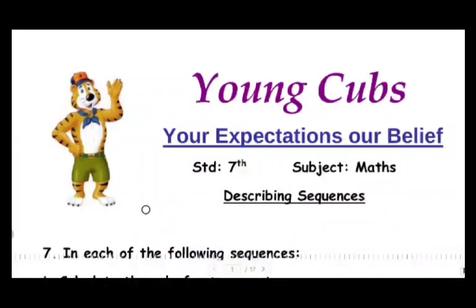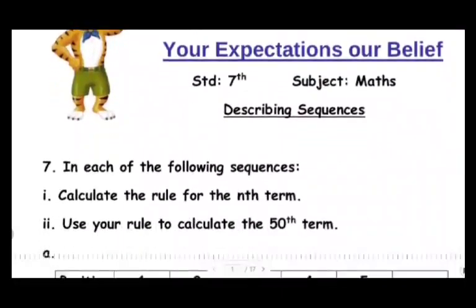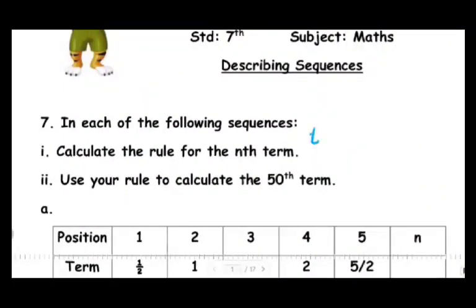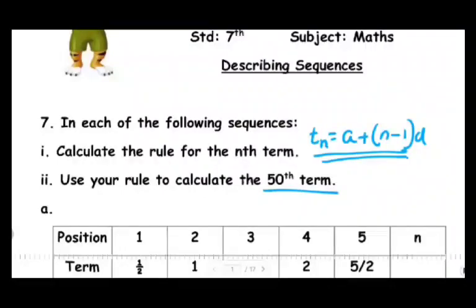In one of my previous lectures, I had introduced the position to term rule as well. We will, however, elaborate on that rule now. If you guys remember, our position to term rule was Tn = a + (n - 1)d. With this rule, we will get the general rule for a particular sum, and then it becomes very easy to calculate the 50th term or whatever position we are trying to find out the term for.